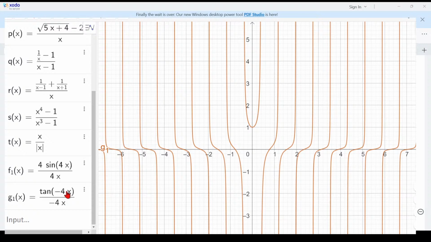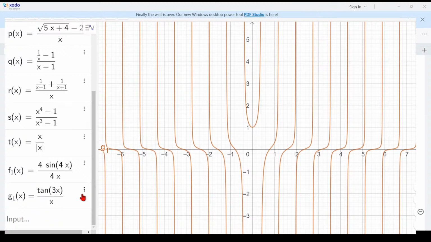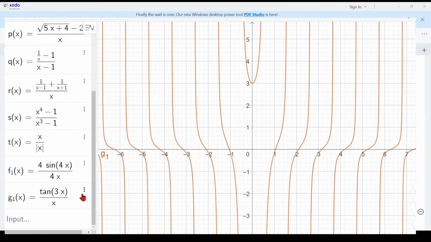Same as with sine. Tan 3x by, let's say, x. What is this value? It is 3. So what are we doing here? Here also we are doing the same thing: multiply and divide by 3. So this part is 1, and the total is 3. So this is one important result: sin theta by theta is equal to 1, and tan theta by theta equals 1.